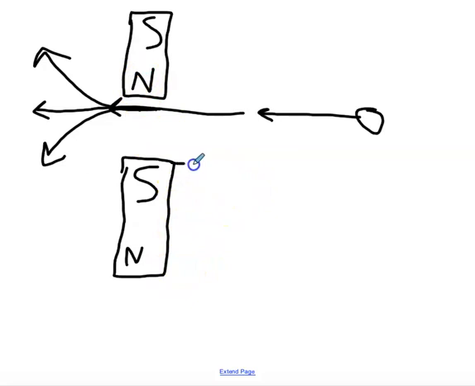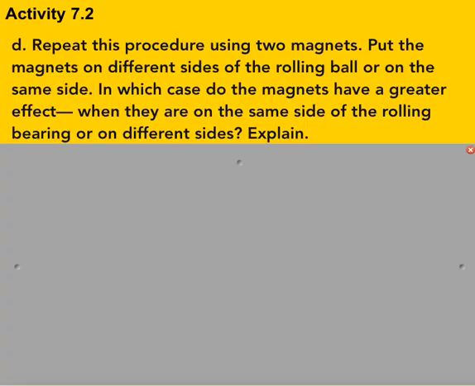And then try it again. This time, maybe you put the two magnets right next to each other and you roll the ball by. Does it change the direction? Does it make it bend one way or the other way, more or less than when you only had one magnet? So go ahead and experiment with the magnets while you're doing D.